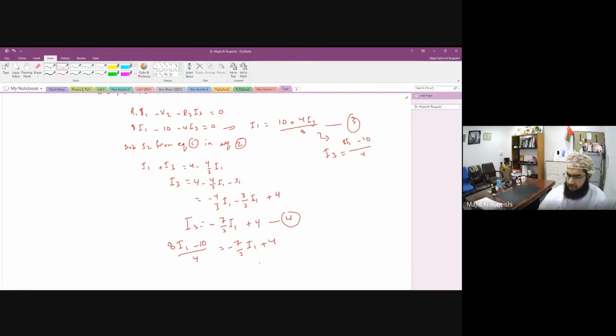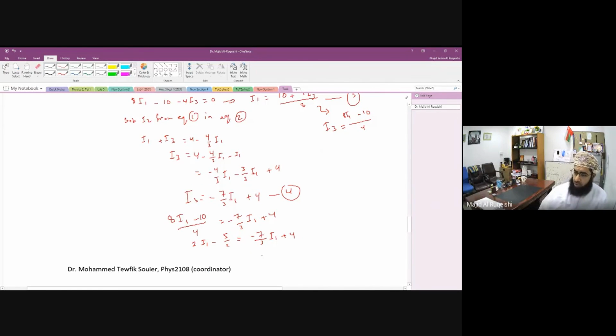First, we can make it a little bit simpler. So this will be 8 divided by 4, it will be just 2. So 2I1 minus 5 over 2 equals minus 7 over 3 I1 plus 4. Okay. Now we can take numbers together. So here we can say that this is 2I1 plus 7 over 3 I1 equals 4 plus 5 over 2.